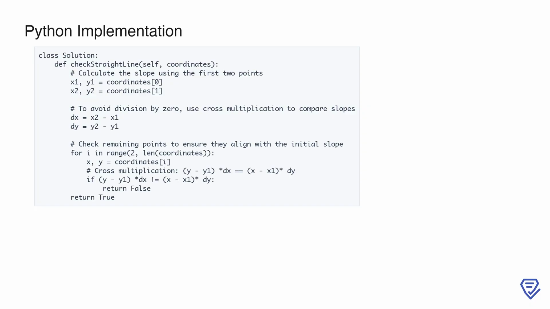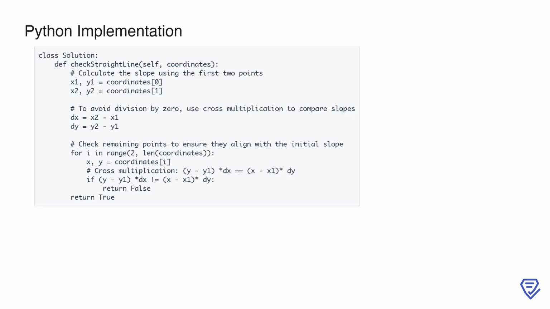Edge cases. Minimum input size: with only 2 points, the function automatically returns true since 2 points always form a straight line. Vertical lines: the use of cross-multiplication ensures that vertical lines, where dx = 0, are handled correctly without division errors. Floating point precision: by avoiding direct division, the algorithm sidesteps potential floating point precision issues.